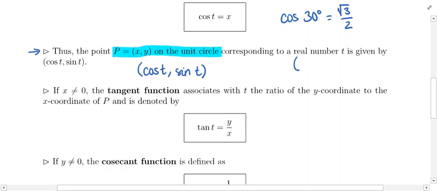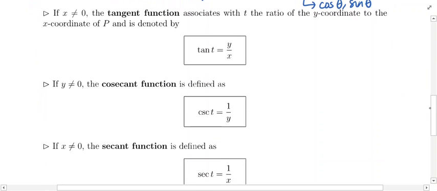If I had something like 9, -16, and this was my xy, this point is not on the unit circle. So I'm not going to say this is the cosine of my angle and this is the sine of my angle. This definition only applies to a point on the unit circle. Keep that in mind.